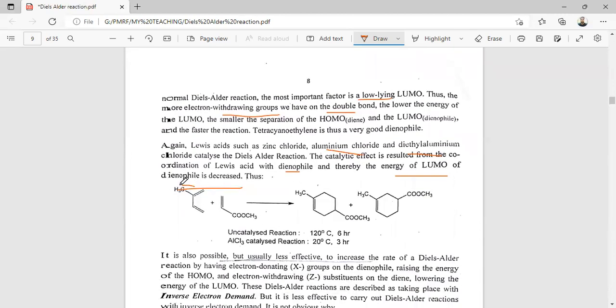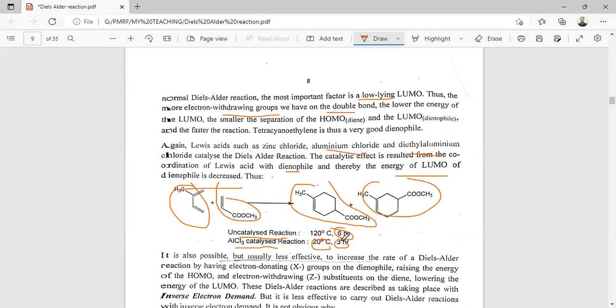So this is the example where this diene reacts with the dienophile to form this adduct. In the absence of any Lewis acid, the reaction occurs at 120 degrees C for 6 hours. In the presence of the Lewis acid AlCl3, the reaction goes at 20 degrees C for 3 hours. So in the presence of Lewis acid, the reaction rate is very much higher.